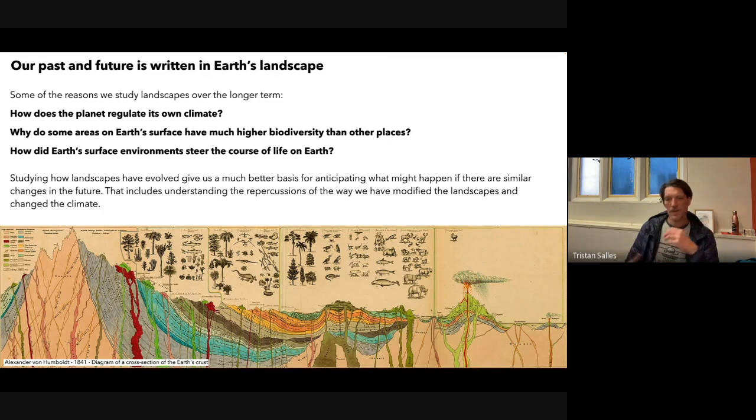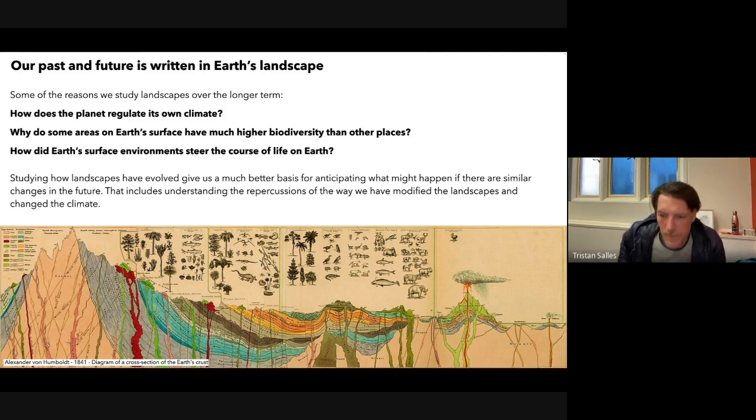I'm not going to touch upon how it can be used in the future, but basically by trying to evaluate how this Earth surface has changed in the past, we might be able to have some ideas about the repercussion of the way we have changed our landscape and also changed the climate. So now let's, oh yeah, maybe I can talk about this.